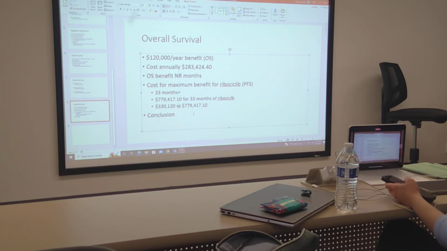The patient is only on letrozole. They're not spending any of this $800,000, and they're getting 33 months of overall survival. Oh, is that the letrozole, the 330,000? Now, the 330,000 is essentially 91% of 3 years at that cost of 120,000.